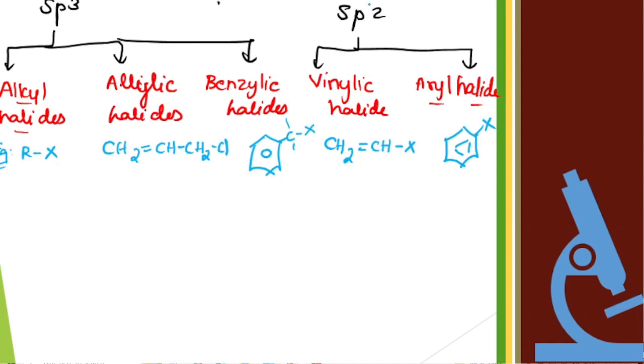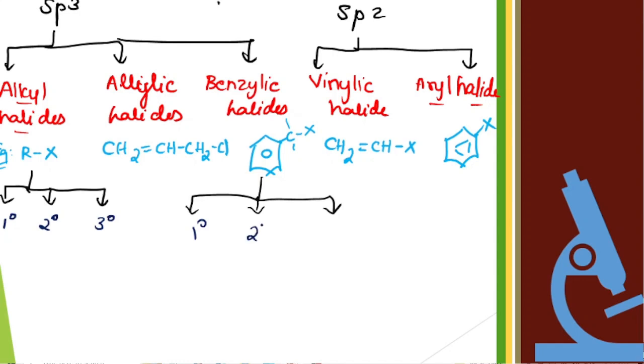Okay. Now, very importantly, you're going to see that your alkyl halide is going to divide into 3, and your benzylic halide is going to divide into 3 types. Okay. So your alkyl halide divisions are nothing but primary alkyl halide, secondary alkyl halide, tertiary alkyl halide, primary benzylic halide, secondary benzylic halide, and tertiary benzylic halide. Now let us see the examples of it. Before that, you should understand what is primary, secondary, and tertiary.